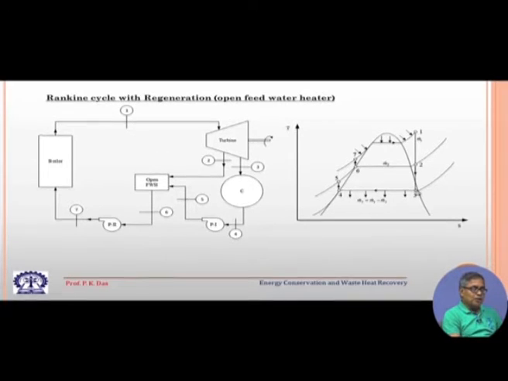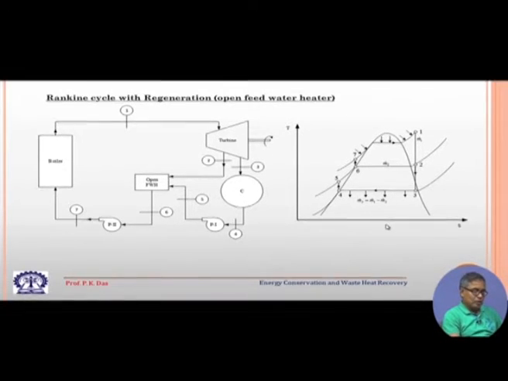Then from point 3 we can move to point 4, where it is saturated liquid, and we can calculate the enthalpy at this saturated liquid condition. So that is also known. Then, the way I have told, pump work can be calculated. We can calculate the pump work and we can determine enthalpy at point 5.